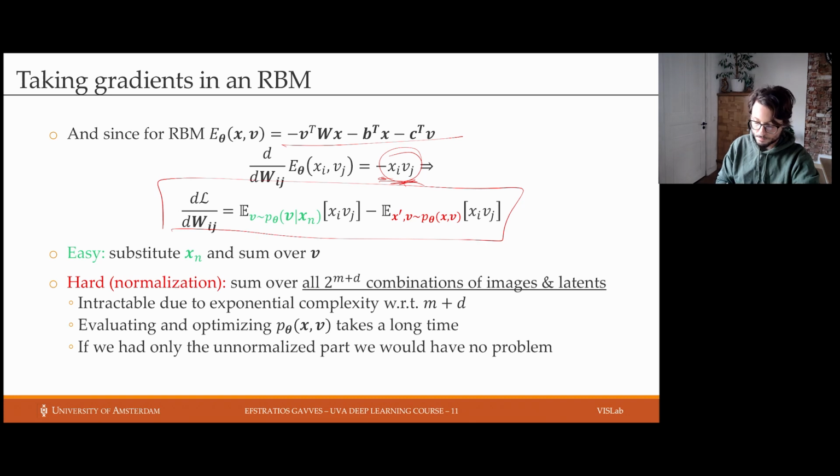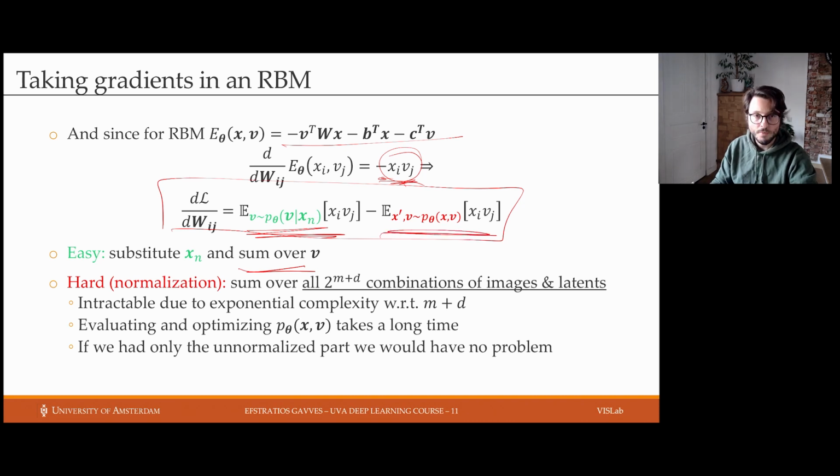The reason is that the first part is actually okay. We can simply substitute the data we already have from our training distribution. So basically we just sample an image and then we compute this term. To do that, we have to sum over our latent variables, or sample from them, as we'll see afterward.